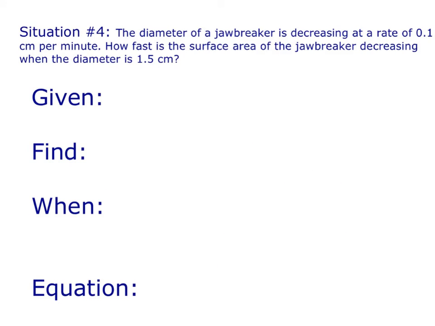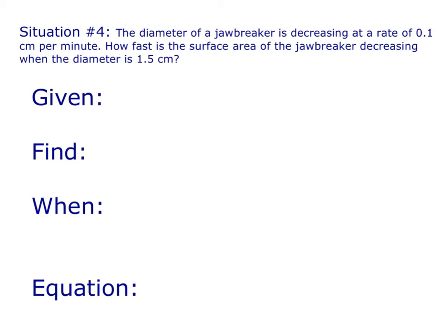All right, this is the fourth situation and the final one in this video. We'll get it started and then I'll let you finish it. The diameter of a jawbreaker is decreasing at the rate of 0.1 centimeters per minute. How fast is the surface area decreasing when the diameter is 1.5 centimeters?